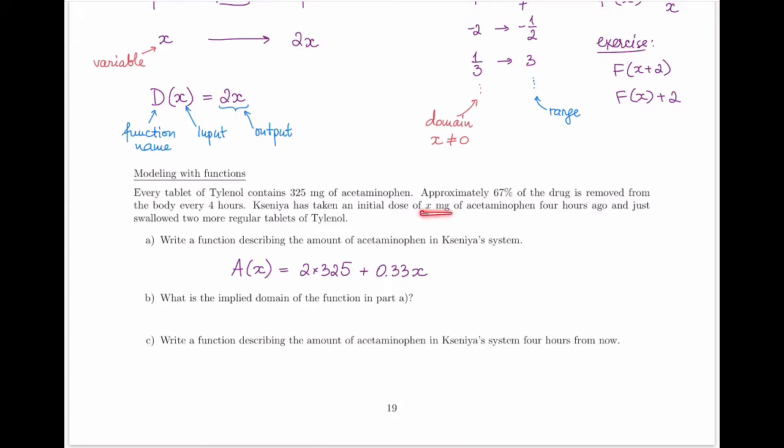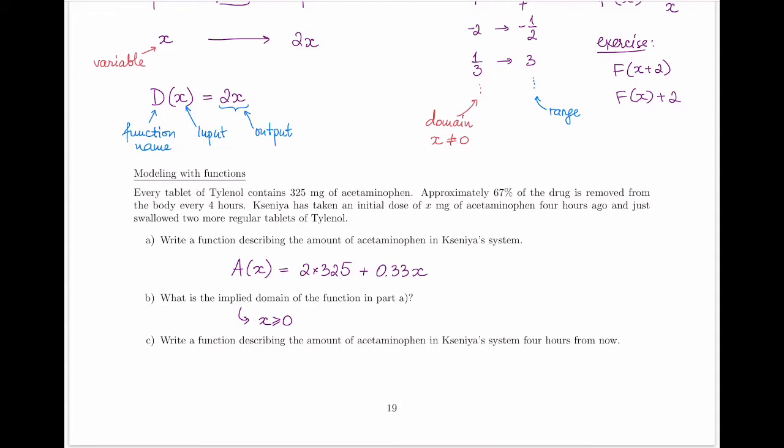But remember that x stands for the amount of acetaminophen in the blood, which means that it can of course not be negative. It has to be 0 or more. So the implied domain here is going to be x greater than or equal to 0. Mathematically, x can be anything. In context, it has to be 0 or above.